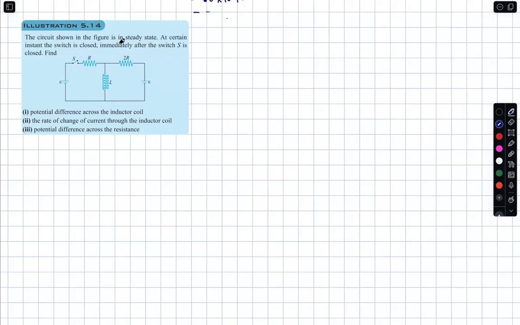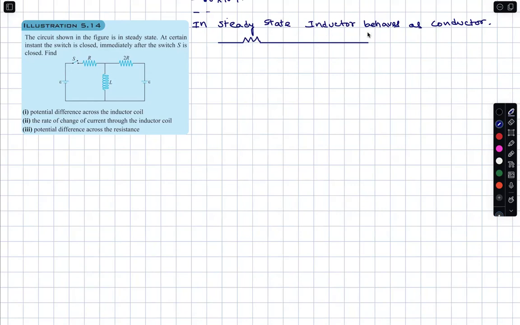In the circuit shown in the figure, in steady state, inductor behaves as a conductor in steady state. This part acts as a conductor.